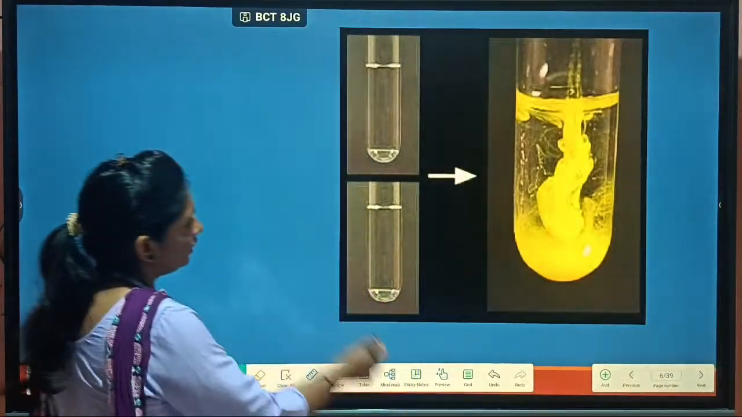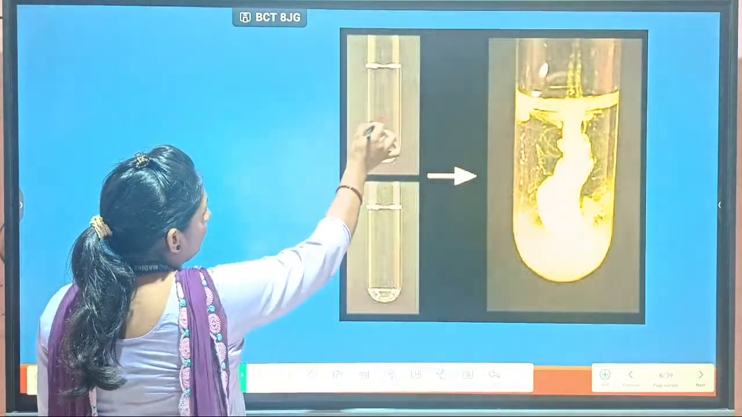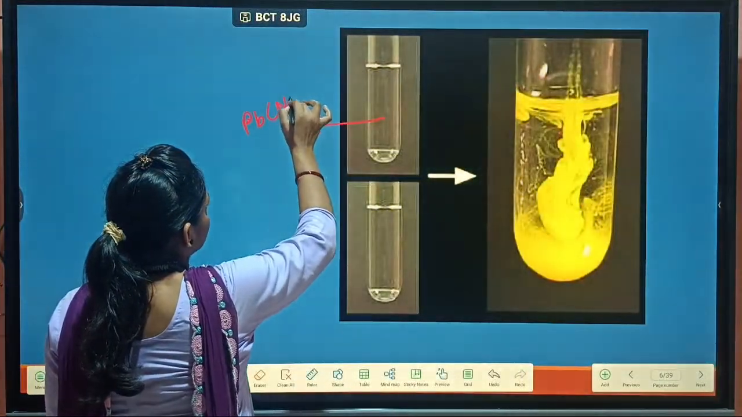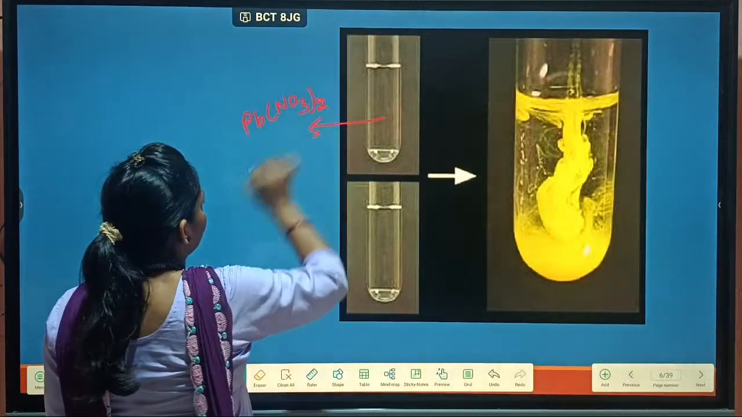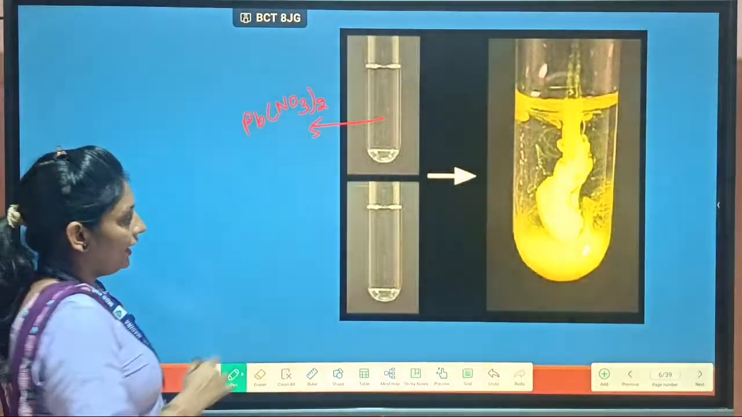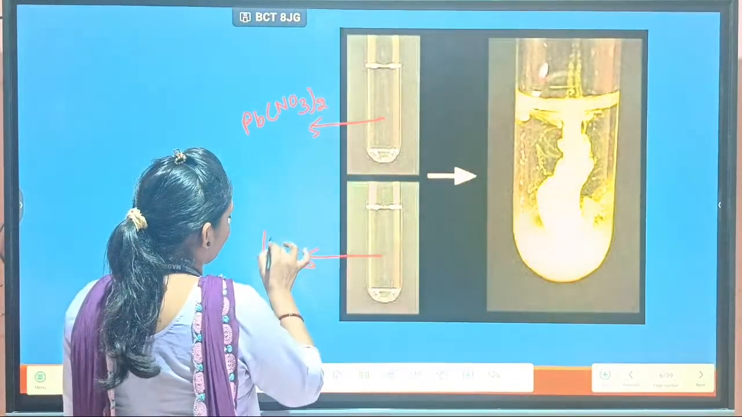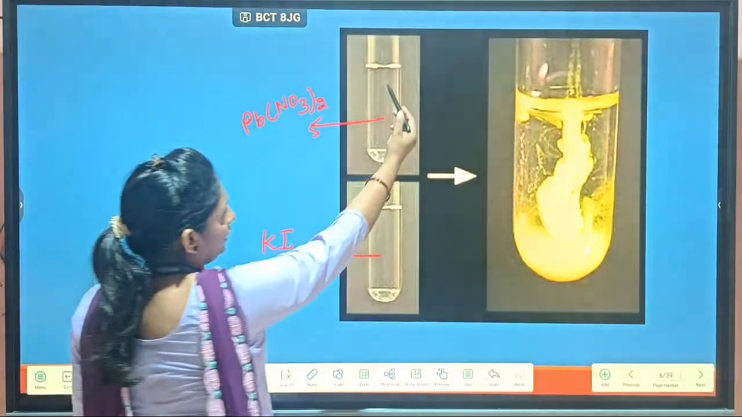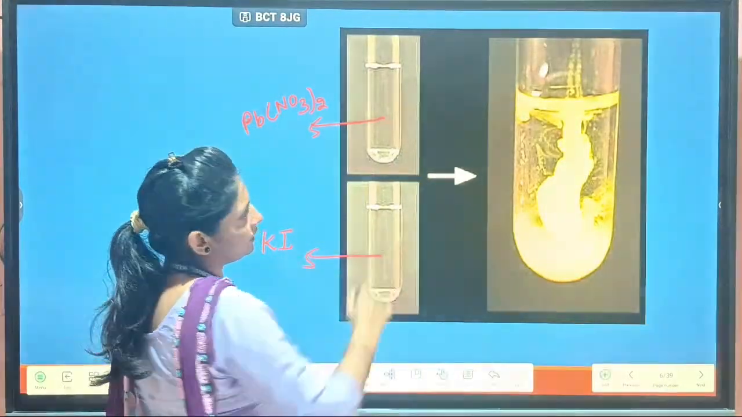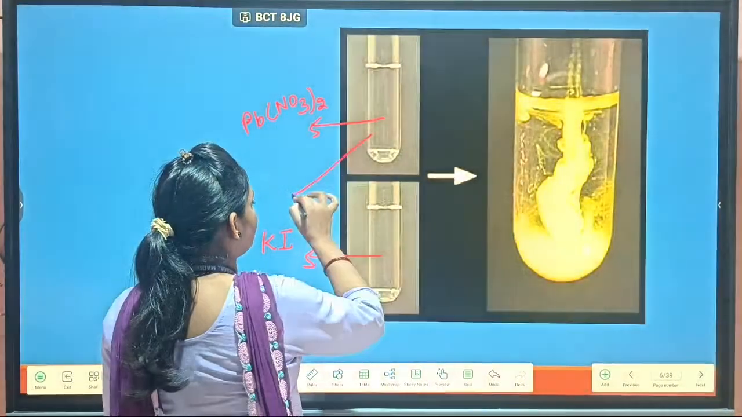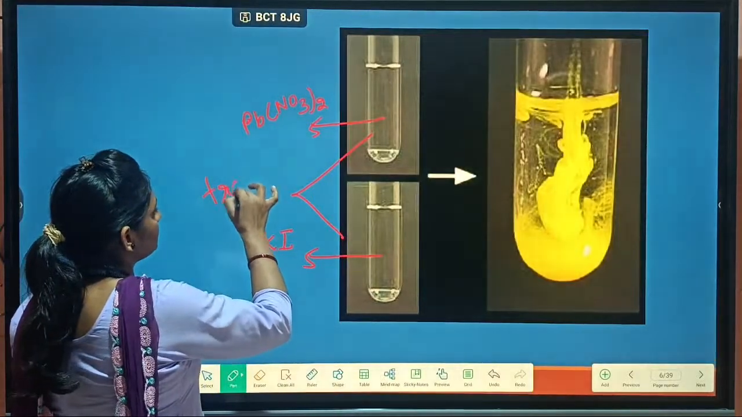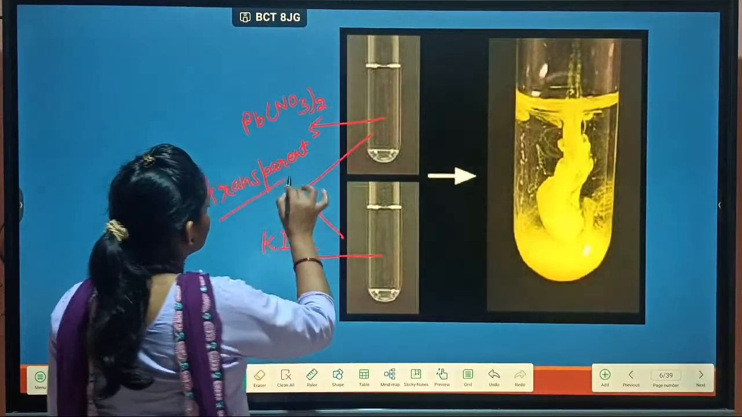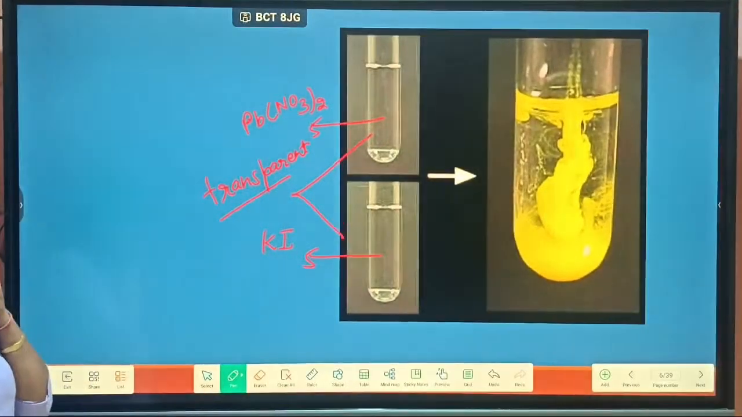Next one. Here in this test tube, we are having lead nitrate, Pb(NO3)2. And this is a solution of potassium iodide. Students, you can see this solution and this solution, both are transparent. I hope it is visible to you. Both are transparent.